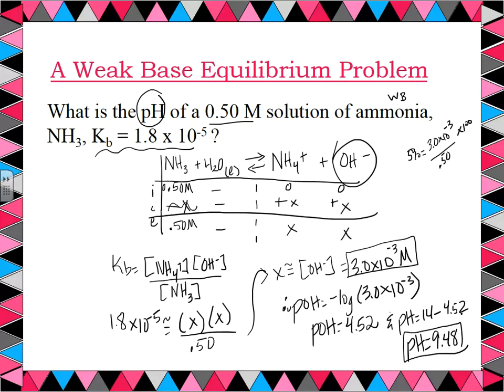That's two decimal places because when you subtract, you go by the least decimal places. Again, make sure it makes logical sense. The pH of a base, NH3, should be greater than 7, and this is.